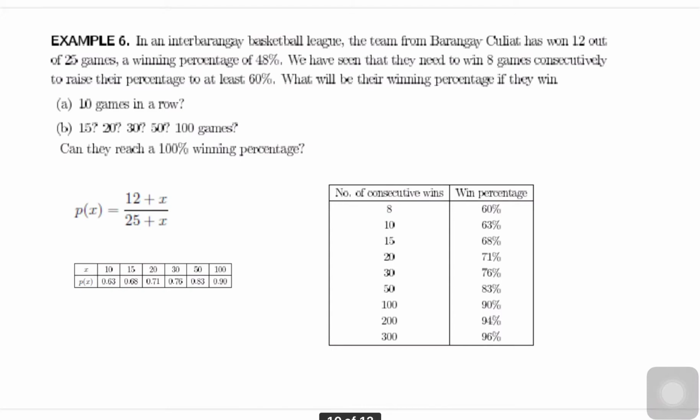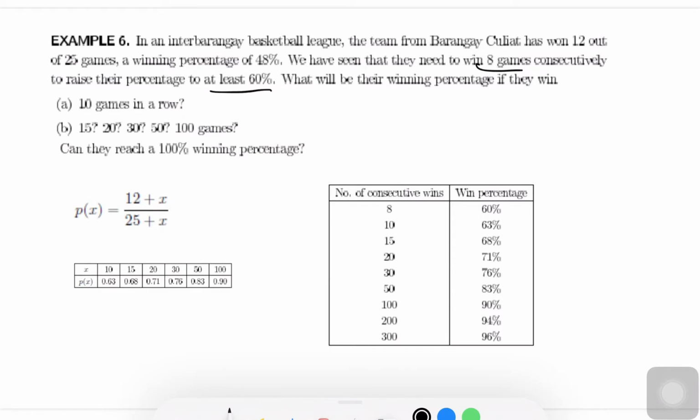Okay, let's go now to an example. So let's revisit the Barangay Kulyat. In an inter-barangay basketball league, the team from Barangay Kulyat has won 12 out of 25 games, if you can still remember. And their winning percentage is 48%. We have seen that they need to win 8 games consecutively to raise their percentage to at least 60%. We already solved this.